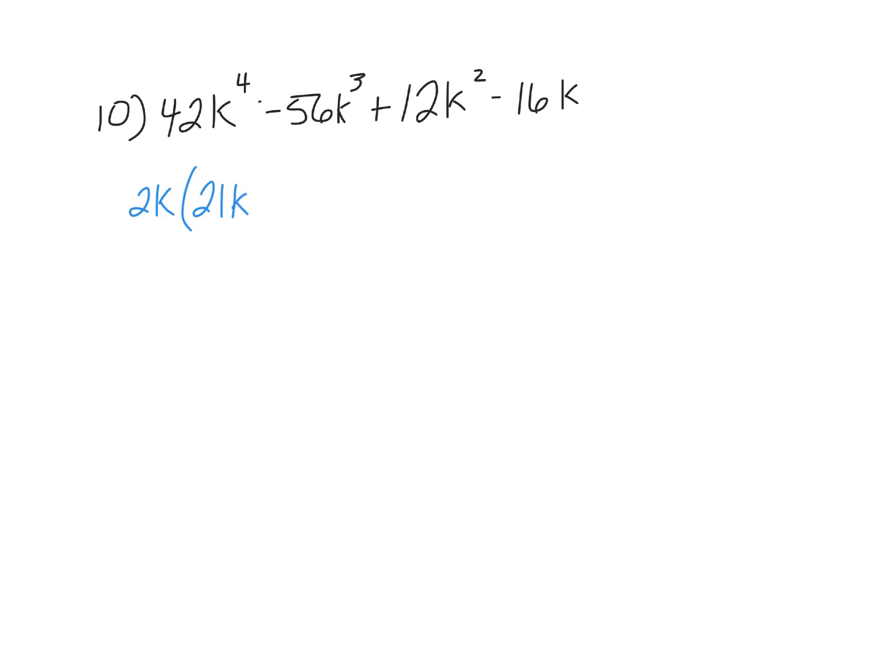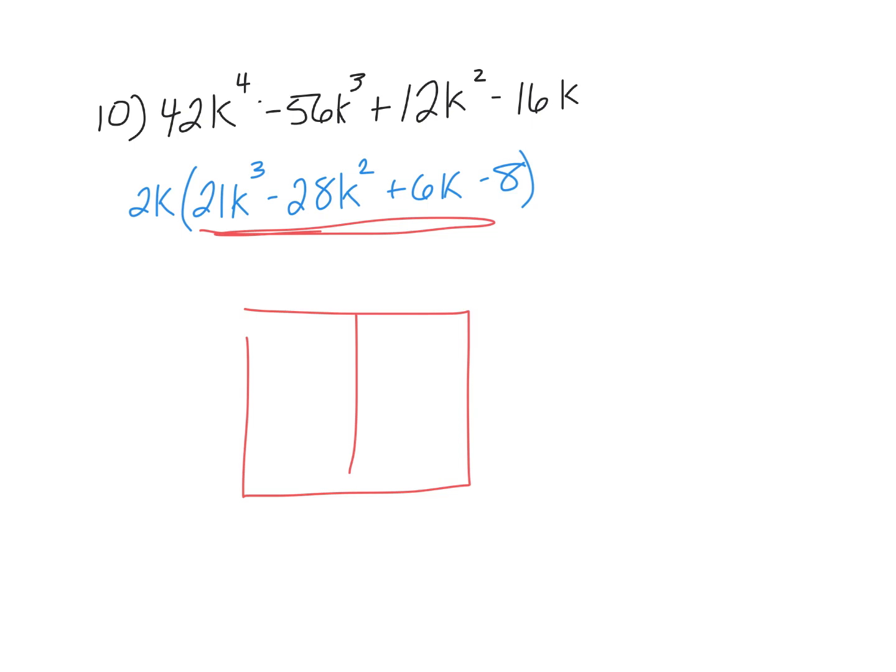21k to the 3rd minus 28k squared plus 6k minus 8. So what I do then is take what is just in the parentheses here, and I'm going to set up my square. So 21k cubed, negative 28k squared, 6k, and negative 8.